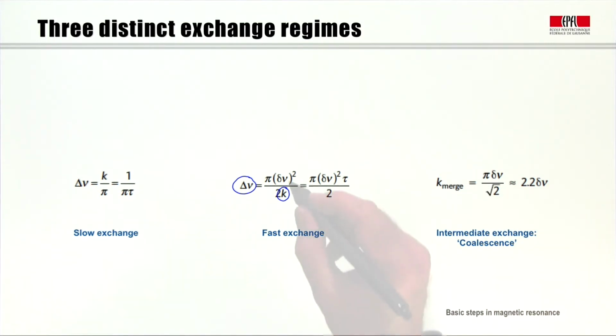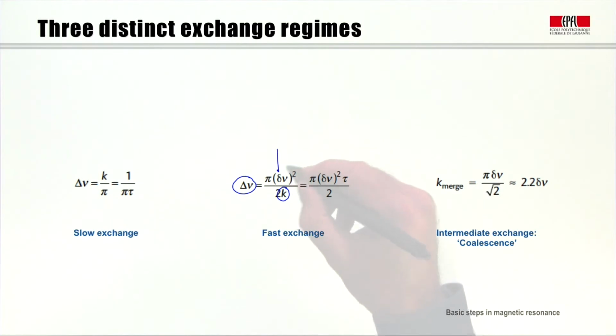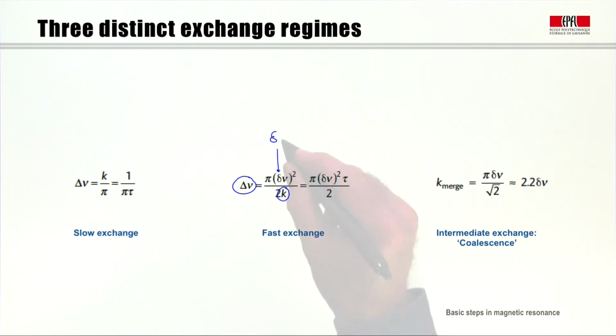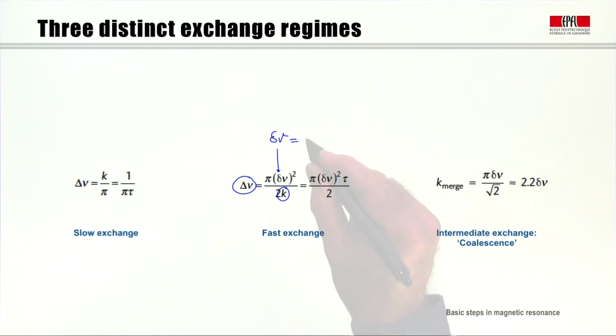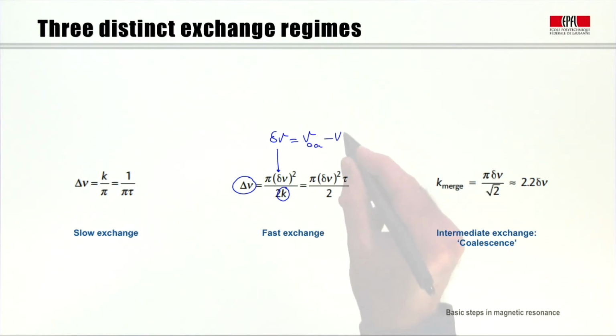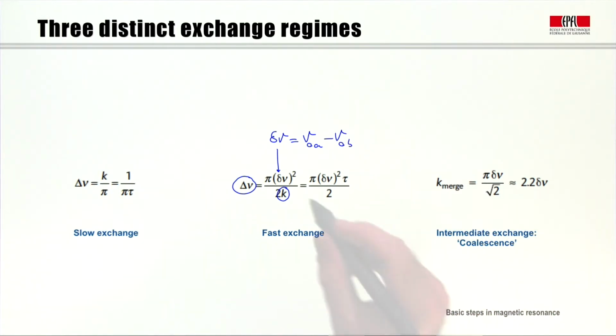Furthermore, there is a very important parameter here. This delta nu is the difference in chemical shifts, so we wrote that as before, nu 0A minus nu 0B, that's the difference in chemical shifts, and as you can see, it comes here as the square. Now that's very important because that means that the residual line width here will be proportional to the square of the difference in chemical shifts.